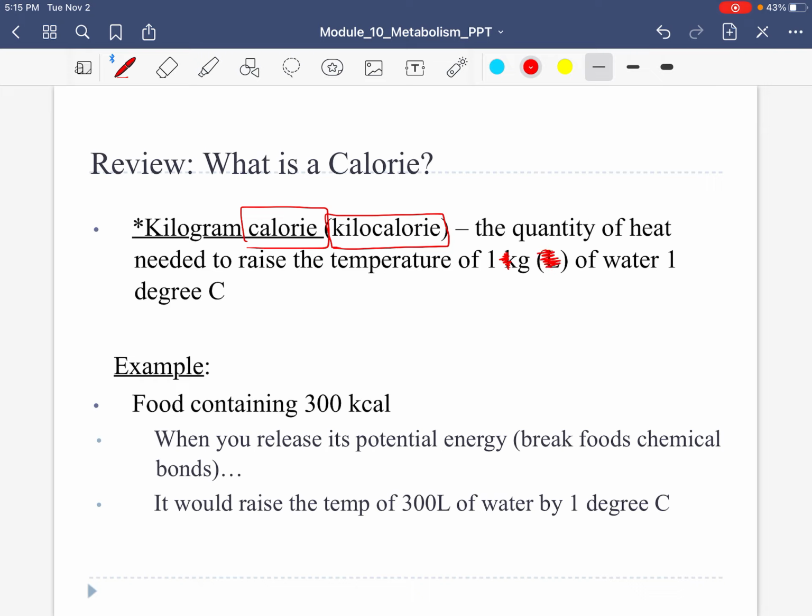Gram. The quantity of heat needed to raise the temperature of 1 gram of water 1 degree Celsius. What this is really telling us, so I want you to know the technical definition. But I also want to give you a lay definition, meaning a more down-to-earth, layperson definition.